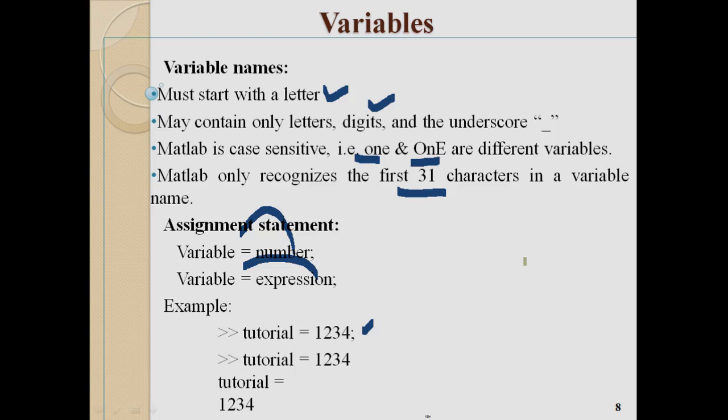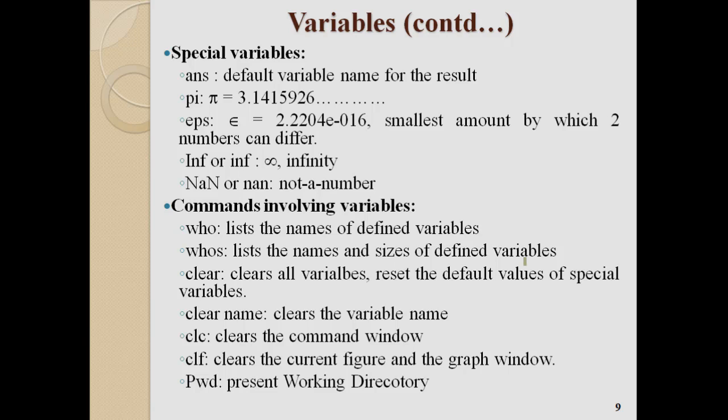Then tutorial equal to 1, 2, 3, 4, no semicolon, the output is shown. Similarly, we have some special variables like ANS, answer, the default variable name for the result. If the result is not stored into any variable, ANS will be the variable name. Some special ones are pi, epsilon (EPS), infinity (INF), and not a number (NaN).